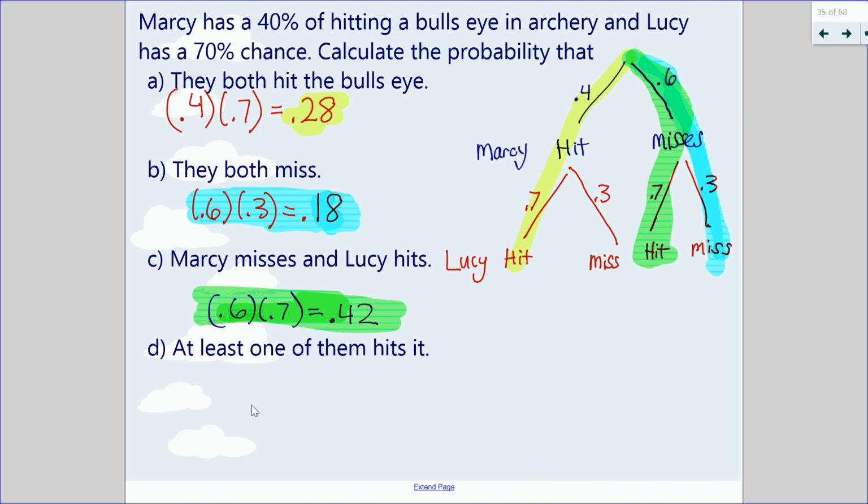Now we get to the last one. This is a greater degree of difficulty. This one says at least one of them hits it. So I'm going to clear out all the highlight.